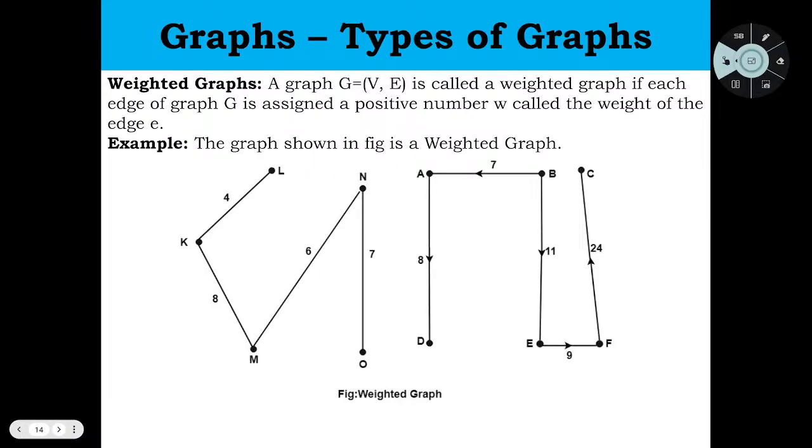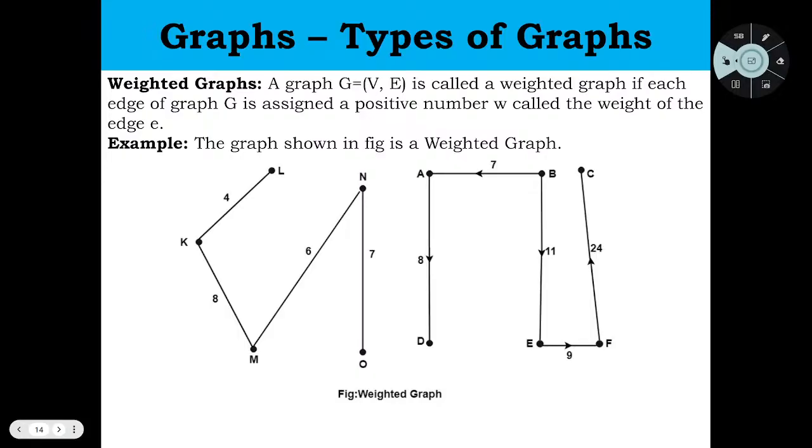Weighted graph. What do you mean by weighted graph? When I am going from one location to another location, enta cost avutundi dani weight antam. Okay, so here I am carrying some weights in my path. So in this undirected graph there is some weight, and in this directed graph there is some weight. If I ask you calculate the weight of L, the weight of L is 4. What is the weight of K?